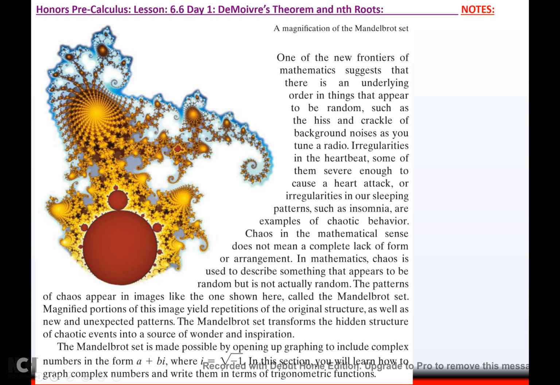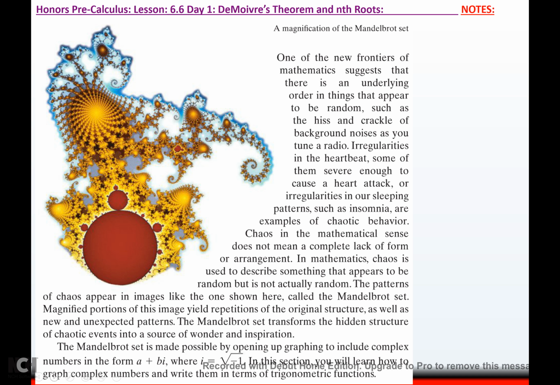The patterns of chaos appear in images like the one shown here, called the Mandelbrot set. Magnified portions of this image yield repetitions of the original structure as well as new and unexpected patterns. The Mandelbrot set transforms the hidden structure of chaotic events into a source of wonder and inspiration.